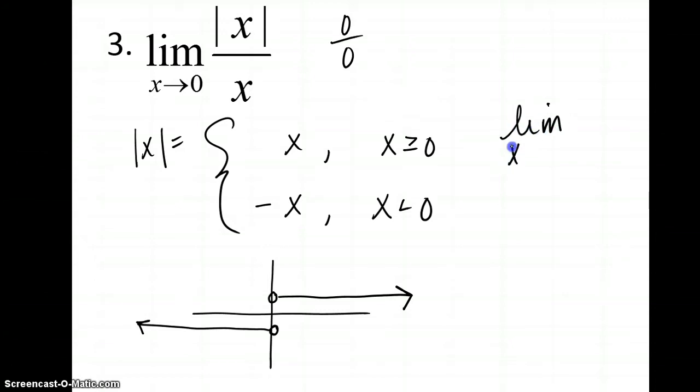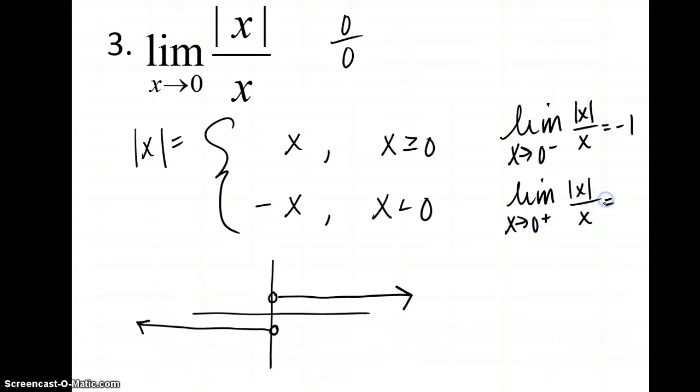So let's look at the one-sided limits. As x approaches 0 from the left-hand side of the function, the y value is negative 1. As x approaches 0 from the right-hand side, looking at the graph, all the y values approach positive 1. So direct substitution gives us an indeterminate form. Looking at the graph of the function, we determine that the limit doesn't exist.